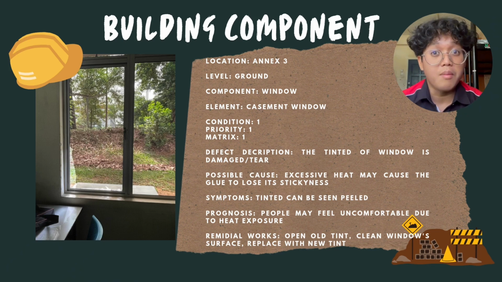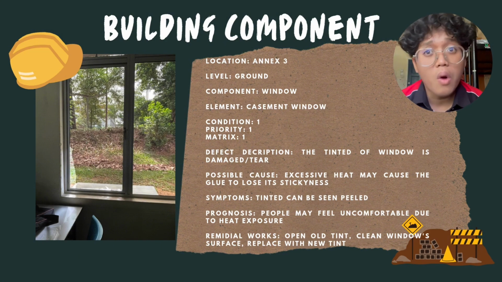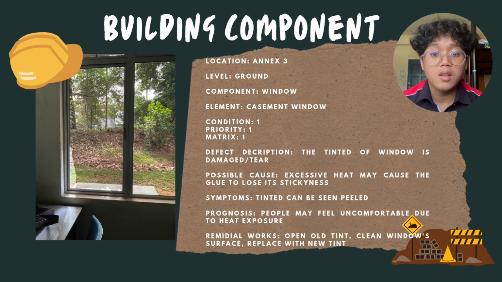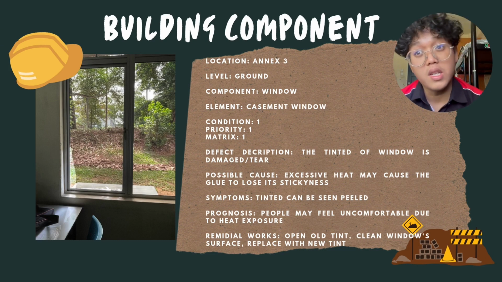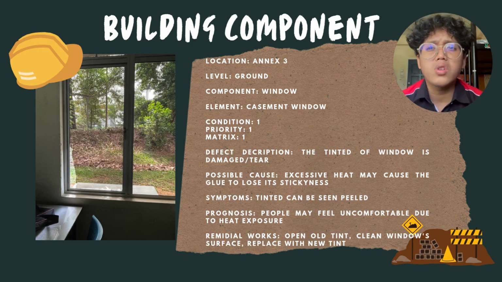The first defect can be found in Annex 3 at the ground level. The component of this defect is window and the element is casement window. The condition of this defect is given 1, priority is 1, and the matrix is of course 1. The defect description is the tinted of the window is damaged or tear, as you can see in the picture. The possible cause of this defect is excessive heat may cause the glue to lose its stickiness. The symptom is the tinted can be seen peeled.